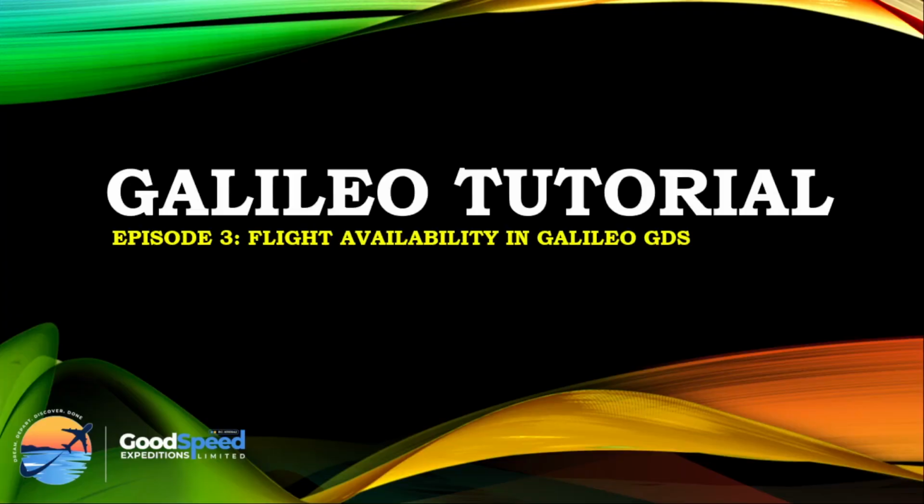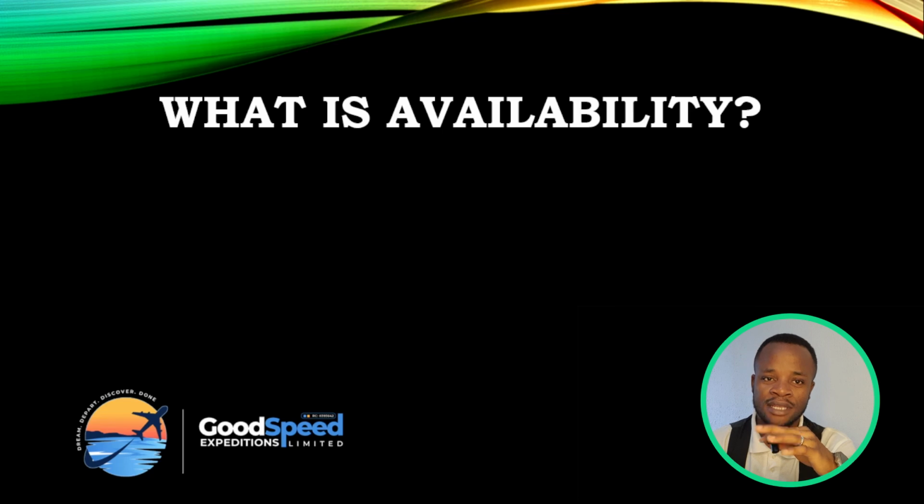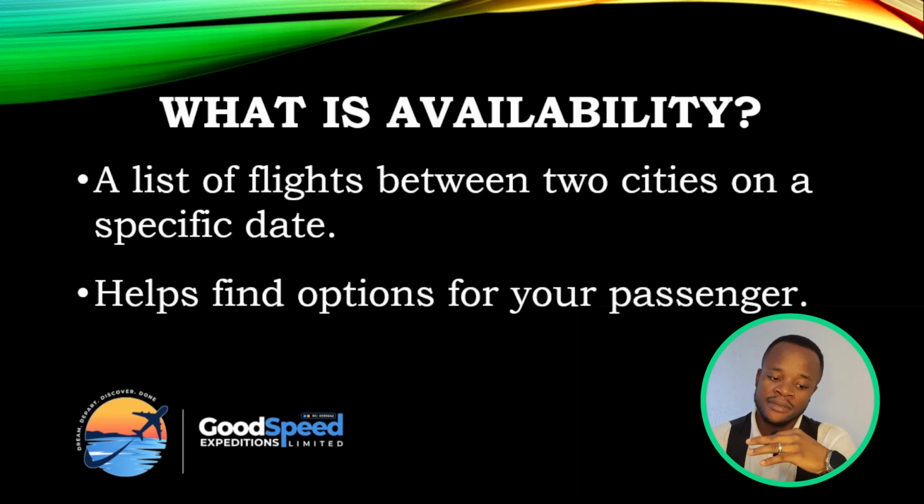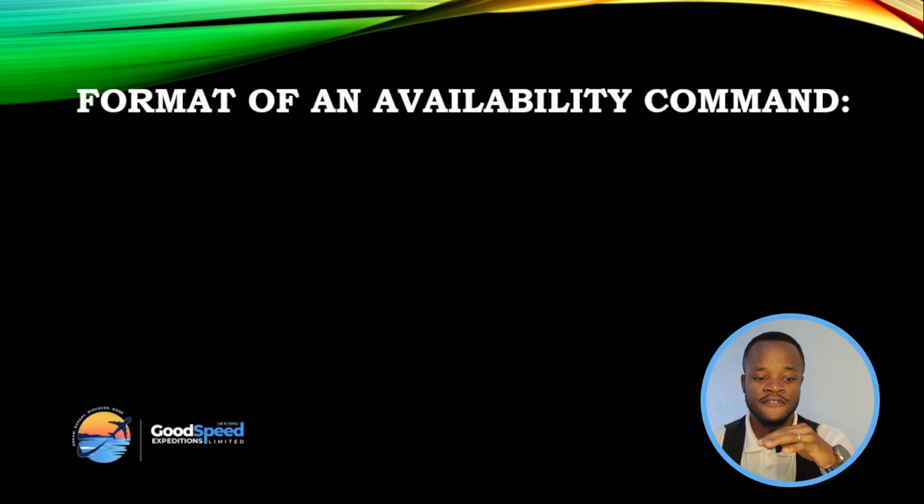Let's move on. Episode 3 is about flight availability in Galileo GDS. Follow me. What is availability? First thing is, it's a list of flights between two cities on a specific date. Availability helps find options for your passengers. So let me give you an example. Format of an availability command.